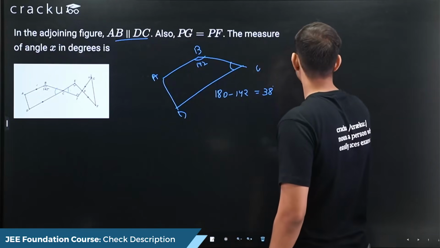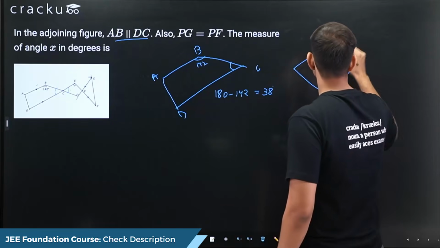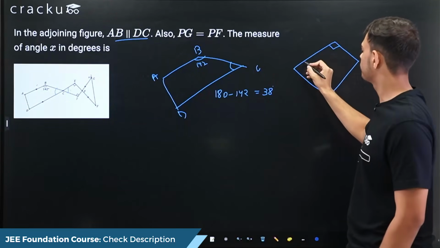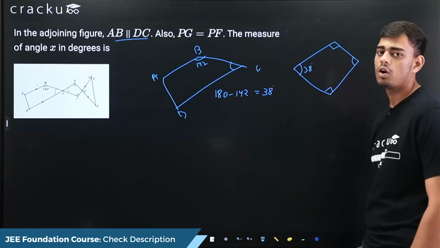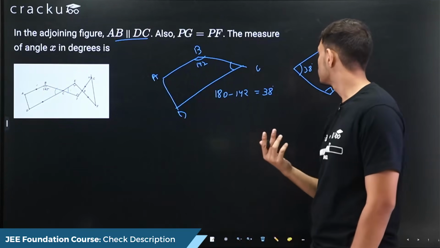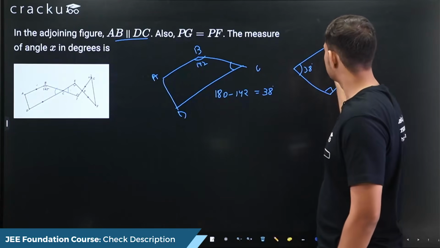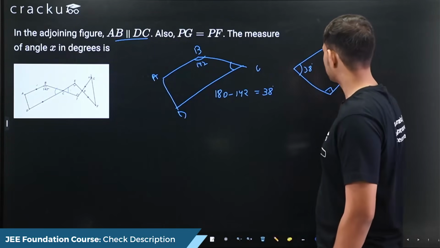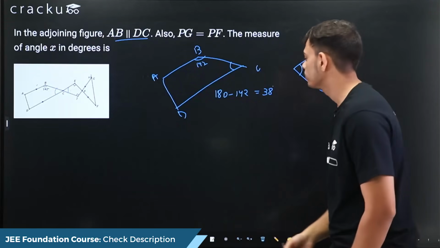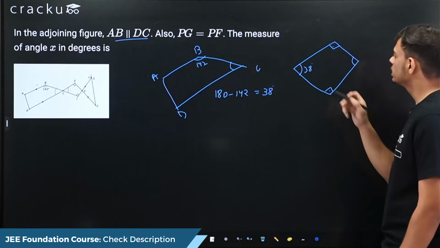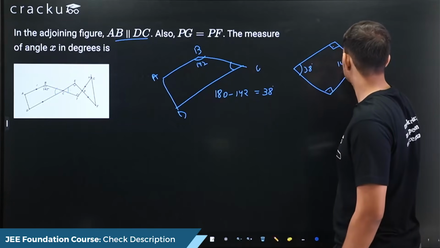So in this quadrilateral, I get these two as 90 degrees, and I'm given this is 38 degrees. I can easily calculate this because the sum of all interior angles in any quadrilateral is 360 degrees. Two angles are 90, so the other two angles sum up to 180 degrees. Then this will be 180 minus 38, which is nothing but 142 degrees.